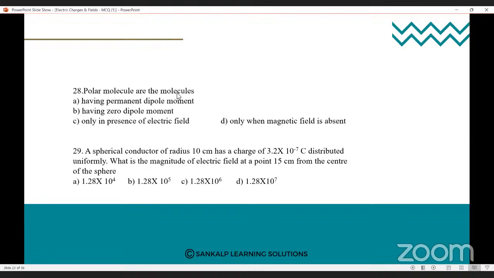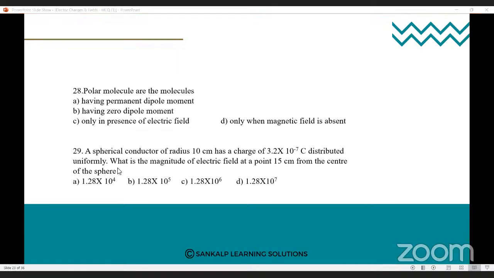So polar molecules are the molecules. Yes, theory question. Having permanent dipole moment, having zero dipole moment, only in presence of the electric field, only when magnetic field is absent. Ma'am, option A. Yes, polar molecules are having the permanent dipole moments. Option A is the correct answer.